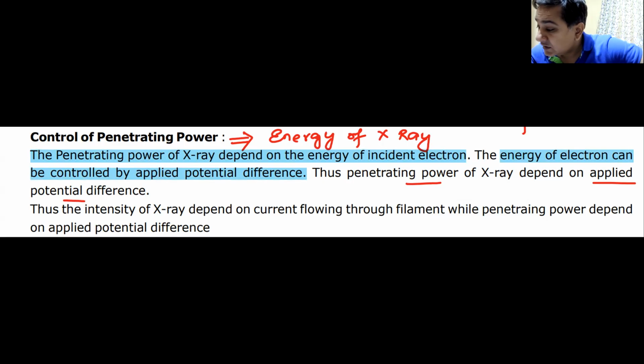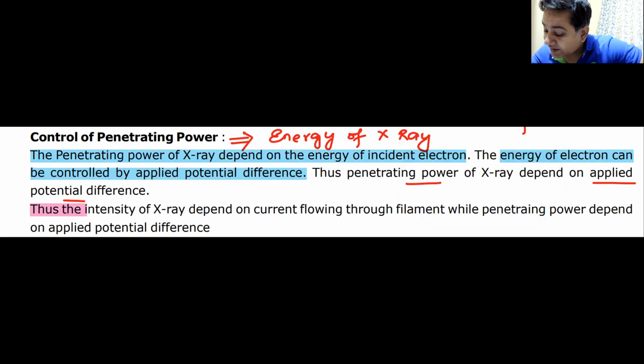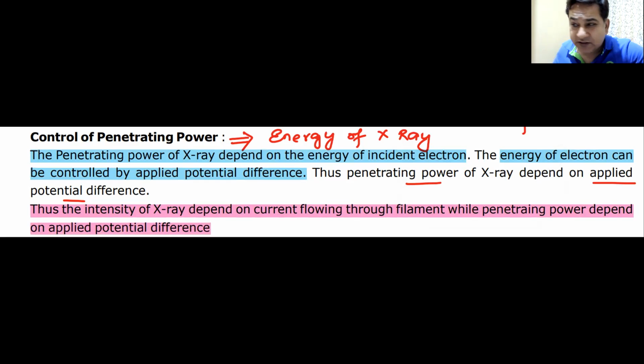And the main point here remains that the intensity of X-ray, which is the number of X-rays, depends on the current to the filament, while the penetrating power depends on the applied potential difference. If you understood this, you would have done almost 90 to 95 to 98 to 99% of the questions that are going to come on X-rays.